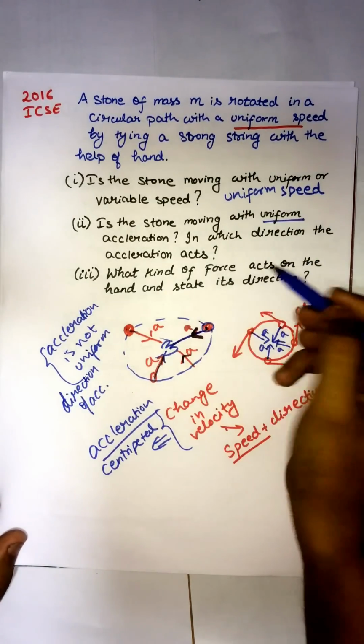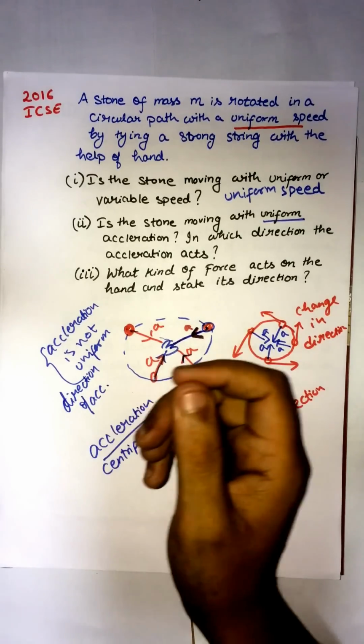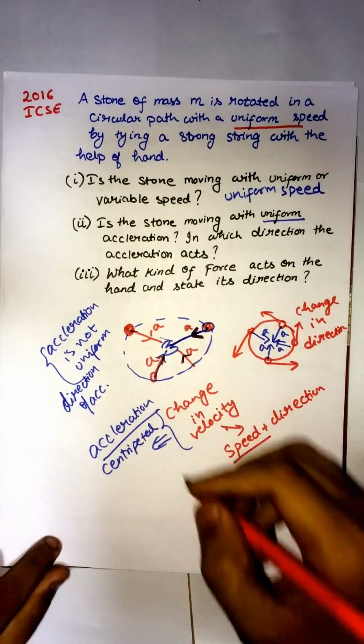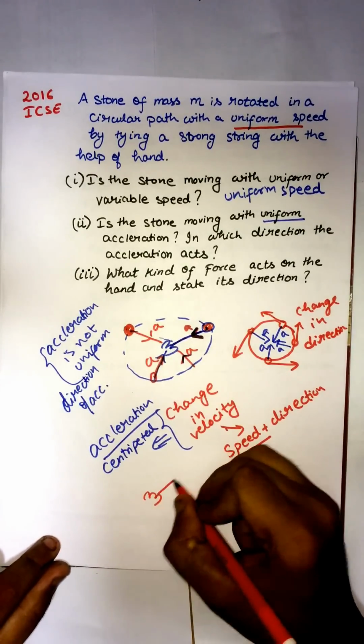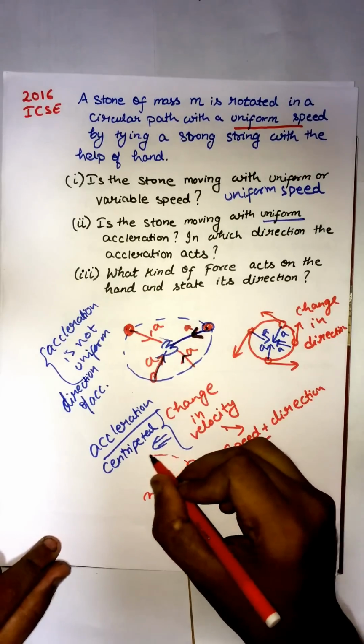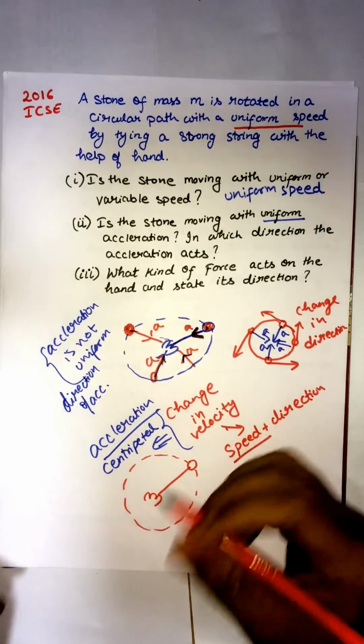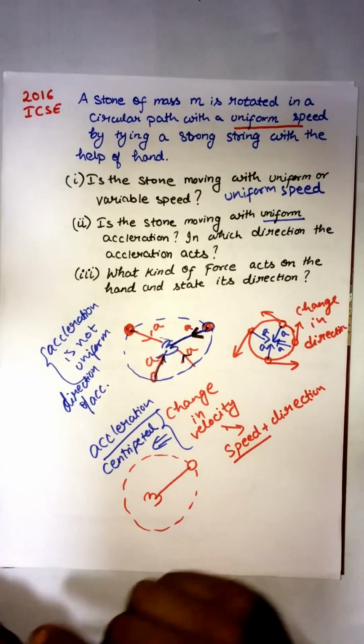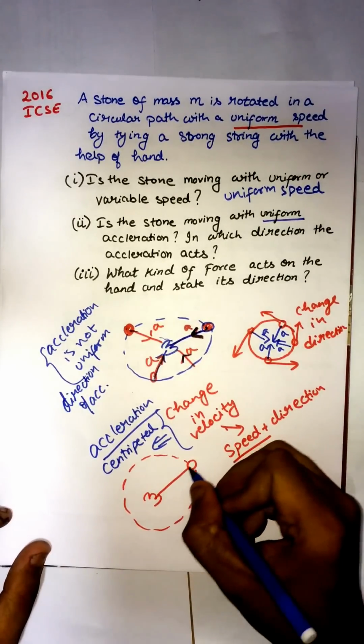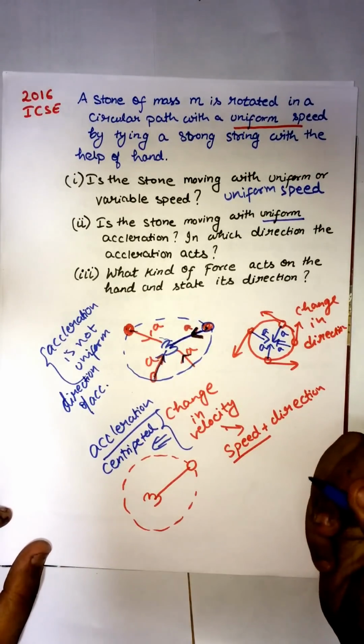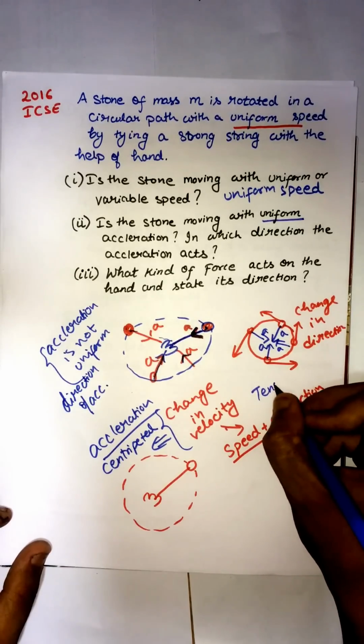Okay. What kind of force acts on the hand and state its direction? Okay. So I am using my hand and I am pulling this stone towards the center. That is why it is rotating like this. Yes. Now, what kind of force exists in the string? In the string, the force which exists is the tension.